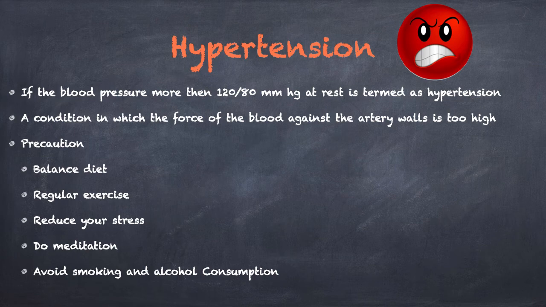If the blood pressure is more than 120 by 80 mm of Hg at rest, it is termed hypertension. Hypertension leads to heart attack. Precautions to prevent hypertension: balanced diet, regular exercise, reduce your stress, do meditation, and avoid smoking and alcohol consumption.